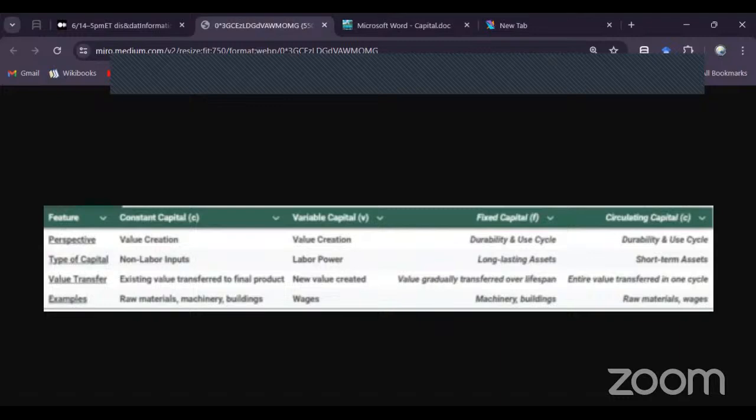All right. So just think again that the first pair is constant capital and variable capital. And in columns 3 and 4, fixed capital and circulating capital. That is, they have perspectives, there's a certain type of capital, there's value transfer, and there are some examples. And you can see that there are similarities. So in perspective, that is, a point of view, it's a scalar one. That is, it's over time periods. How long is this thing going to last?